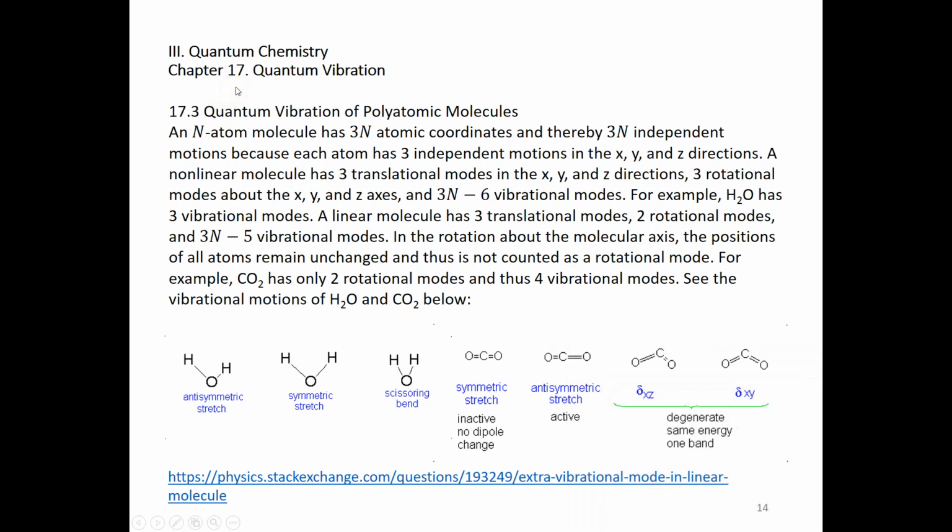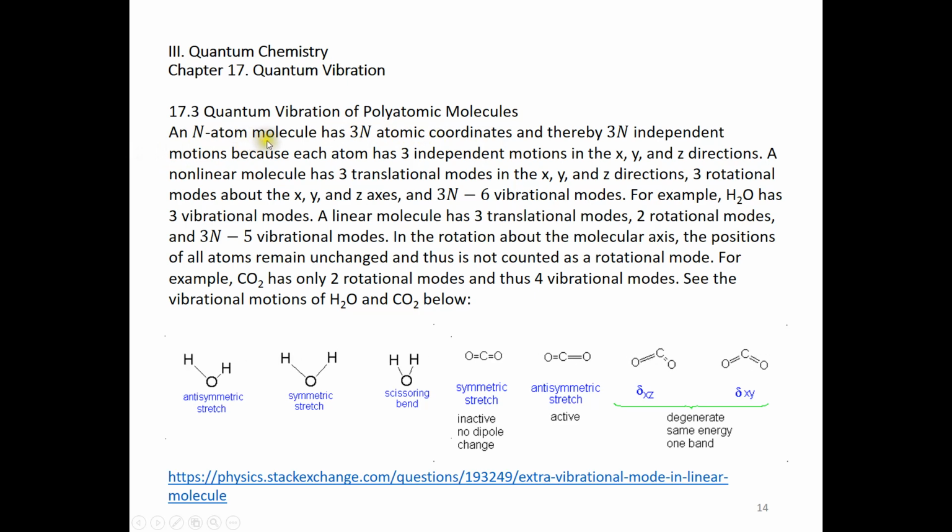Chapter 17, Quantum Vibration. Section 17.3, Quantum Vibration of Polyatomic Molecules. A polyatomic molecule contains 3 or more atoms.